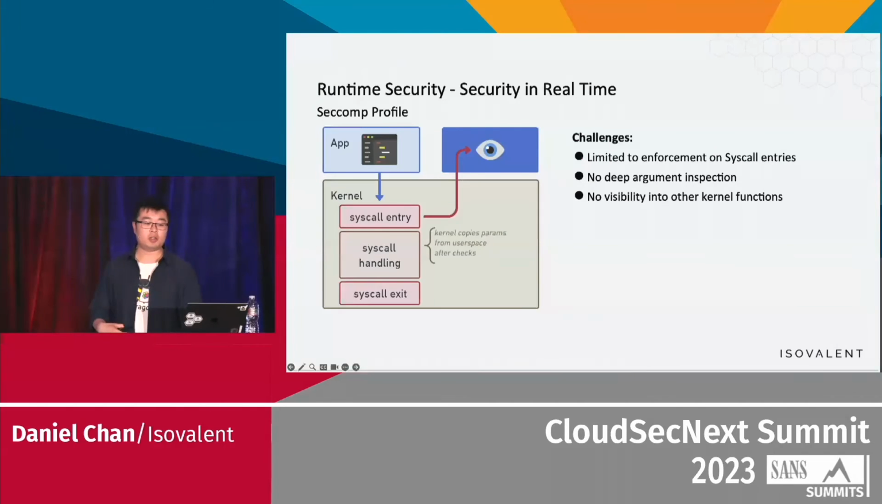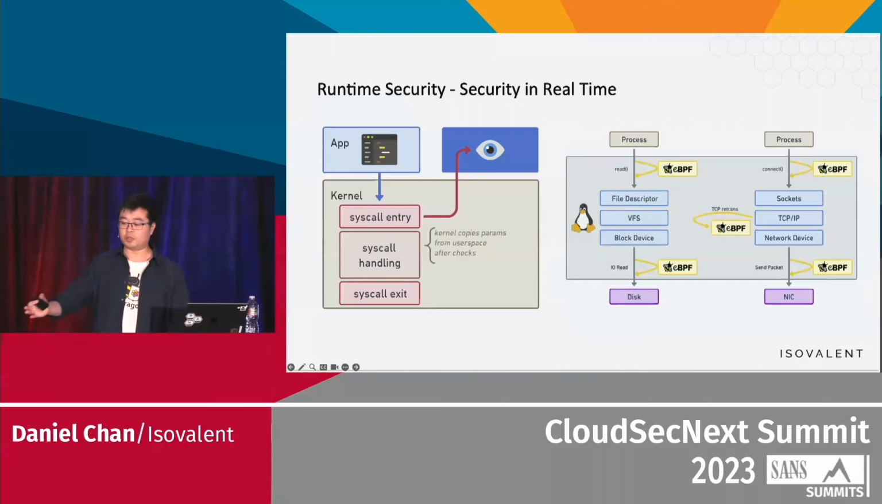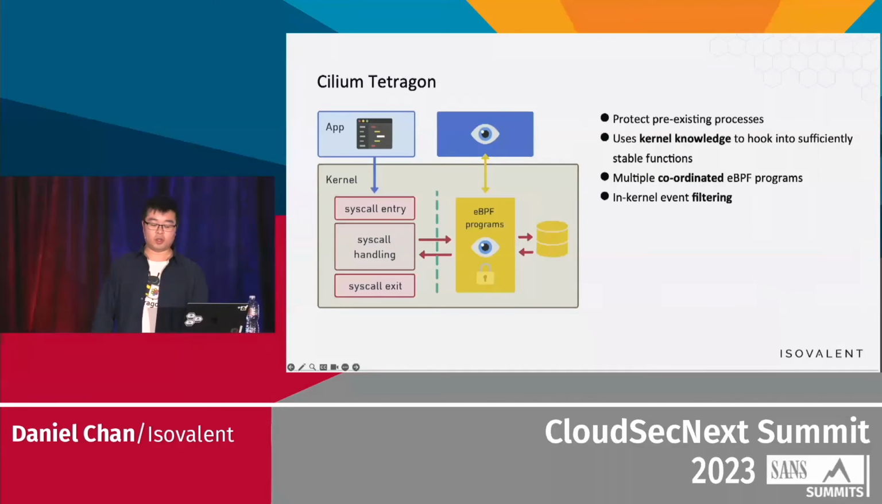Now with seccomp profiles and other security solutions that instrument mainly on syscall entry, the most obvious limitation is that we can only enforce on that syscall entry. There are a bunch of other places in the kernel that we can instrument as well, but if we're only limited to syscalls, then that's what we got, right? Remember, we can instrument on a bunch of other places, on disk read, at the packet level.